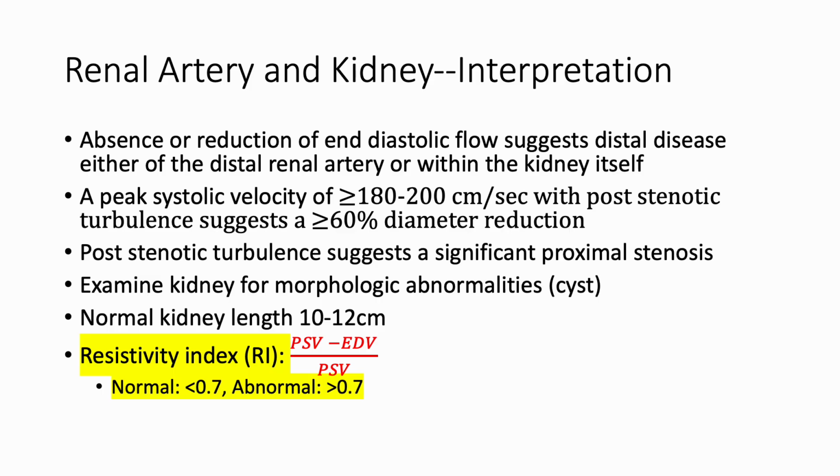So resistive index for the kidney: you take your highest peak systolic velocity from the renal artery minus end diastolic velocity, over peak systolic velocity. Normal is going to be less than 0.7. Abnormal is going to be greater than 0.7.